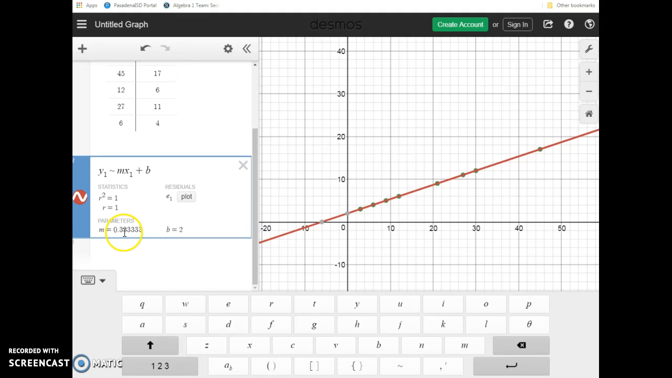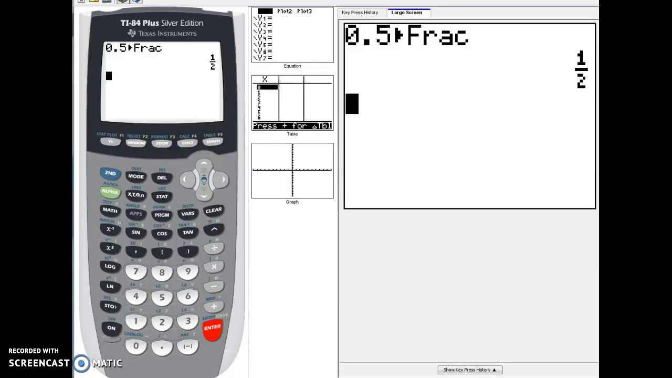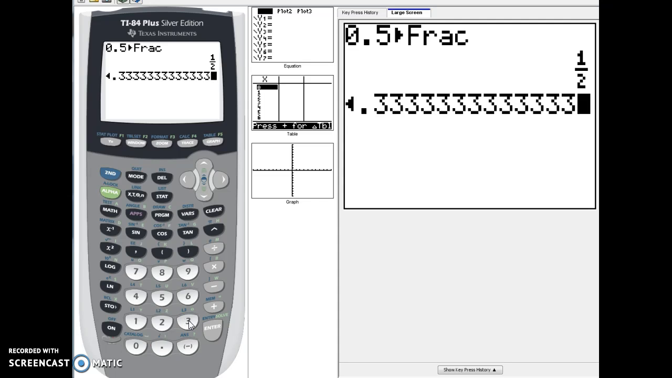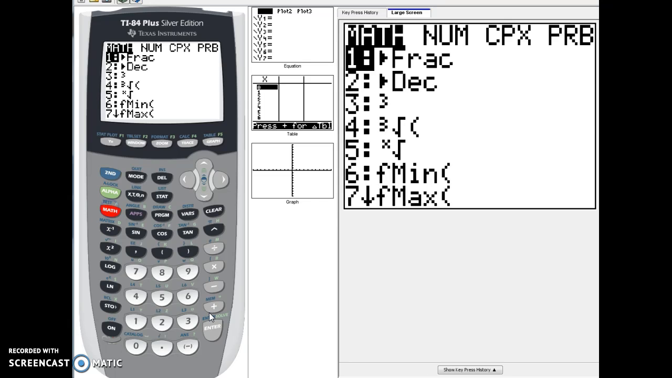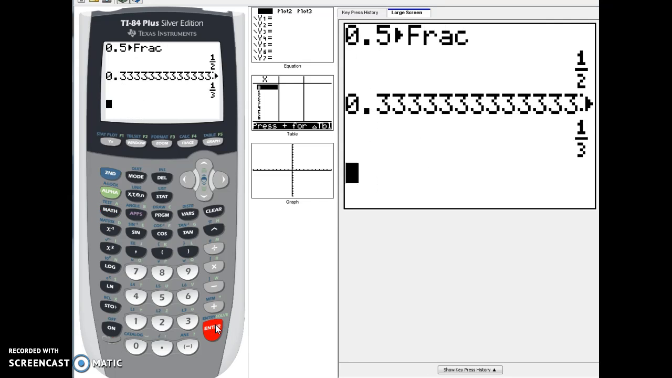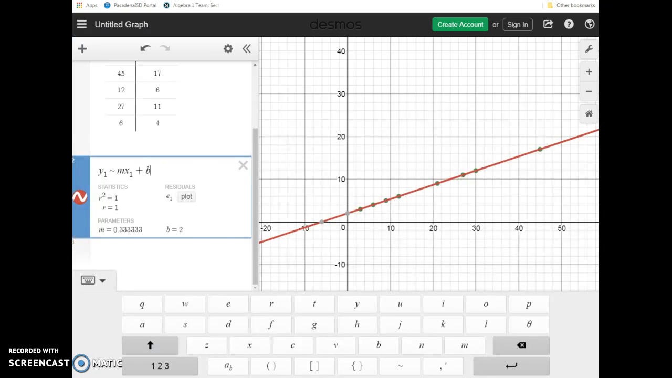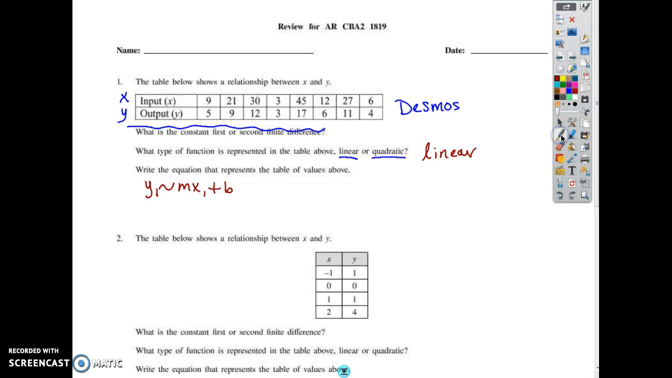And it gave me 0.333333333. We should already know by now that that's 1/3. And if you don't know by now that it's 1/3, then you type it in the calculator. All you have to do is put 0.33333. Don't count them. Just go all the way to the end of the calculator and do math. Enter, enter. It gives you 1/3. Okay, so we have 1/3 x plus 2. Write that down. y equals 1/3 x plus 2.